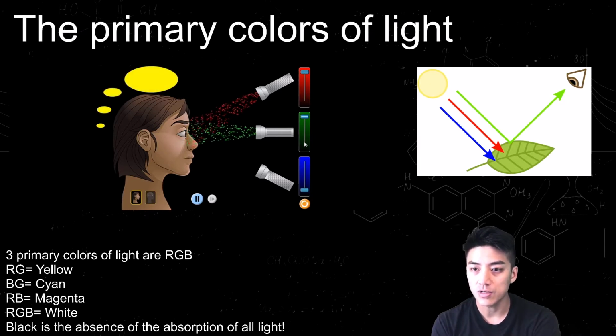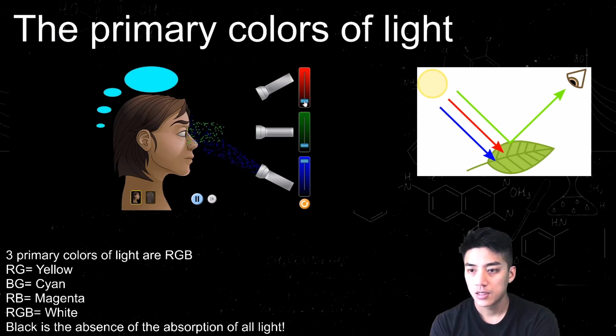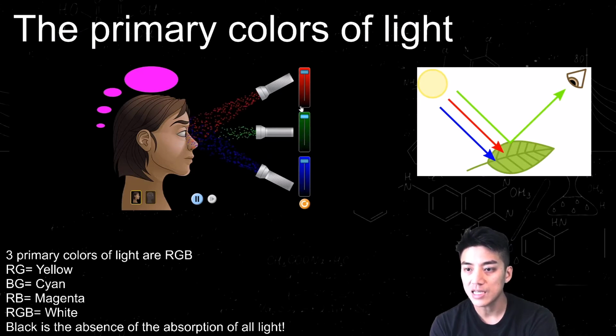So if you mix red and green, you get yellow. If you mix green and blue, you will get cyan. And if you mix red and blue, you get magenta. So those are the three secondary colors.